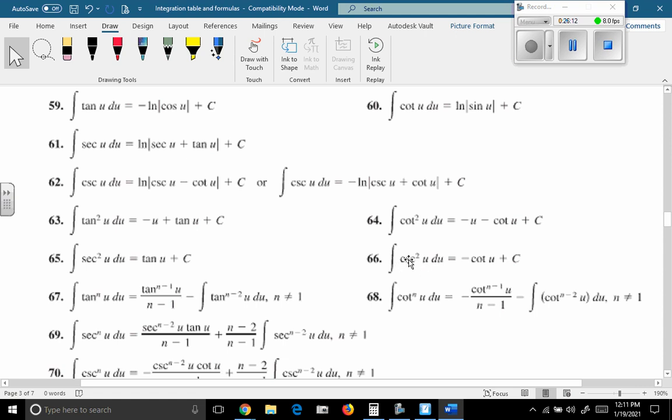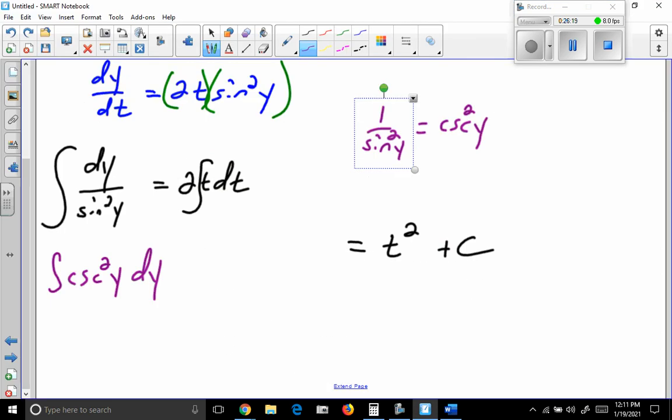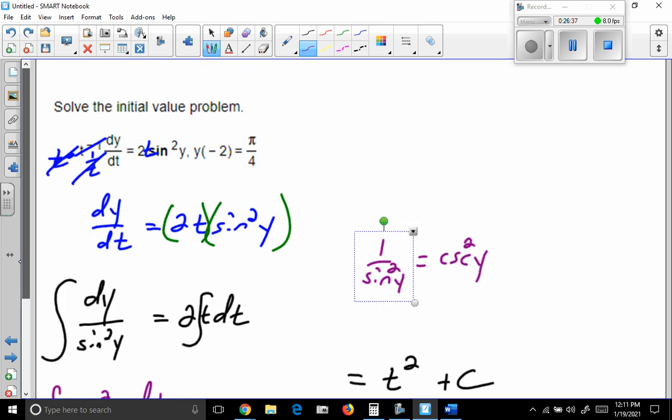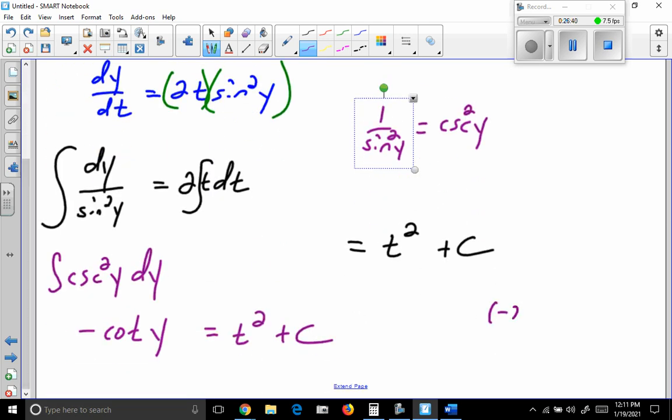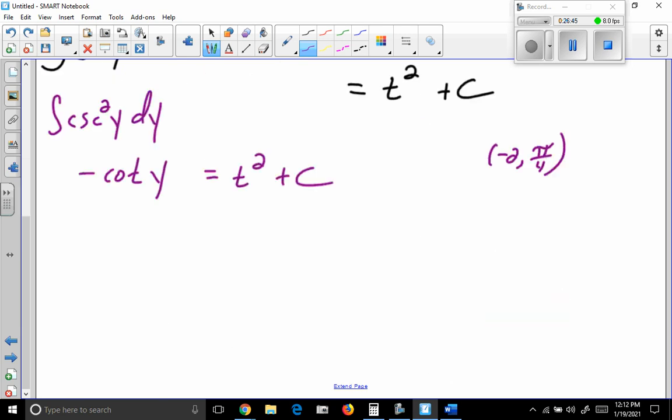To integrate cosecant squared u du, we would get negative cotangent u plus c. So that's negative cotangent y. And we put our plus c on the other side. If that's u, that's the derivative of it. So u du or y dy, same difference. So that just integrates into negative cotangent. And then we were given an initial value that when x is negative 2, y is pi over 4. And that'll allow us to find c.